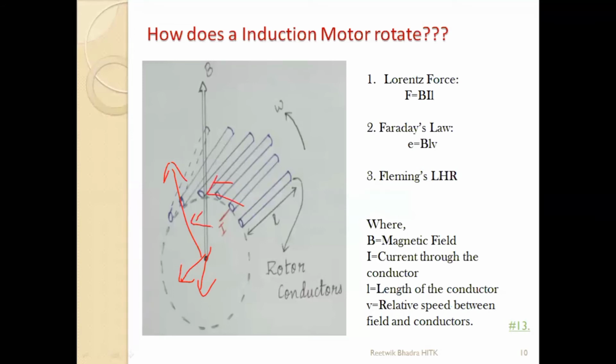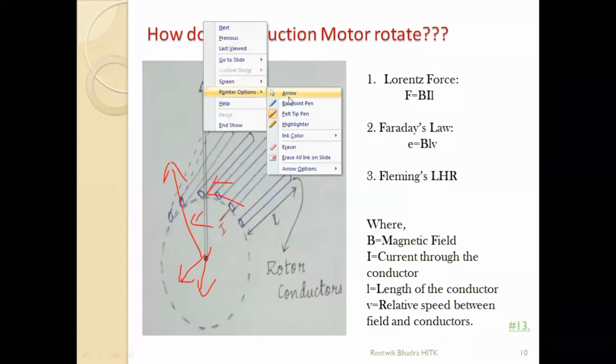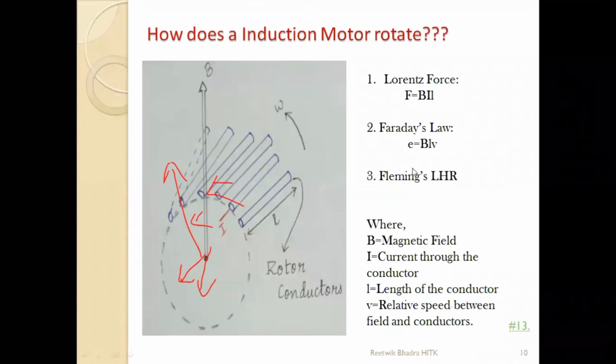So there will always be a relative speed. You will get a V always over here. So E will always be there. Since there will be a relative speed, V available, there will always be a value of E, and if there is an EMF E, then there will be a current I and a force will be generated. It will rotate. Conductors will rotate.